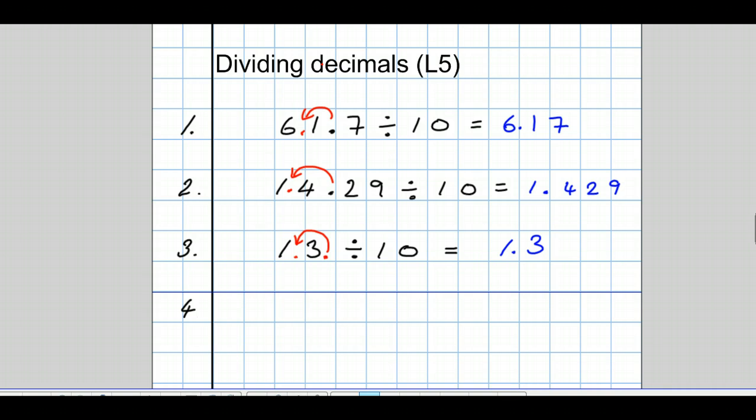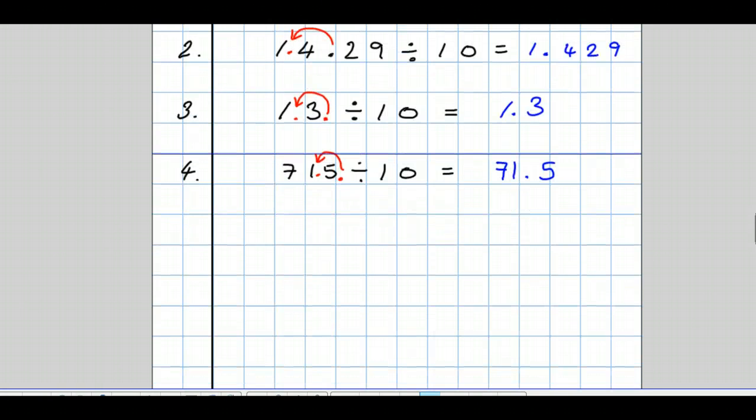Go through that again. Question 4. 715 divided by 10 equals. There at the very end is my hidden decimal point. Move it one place to the left to give 71.5. Now, let's look at one final case before I give you some to practice.